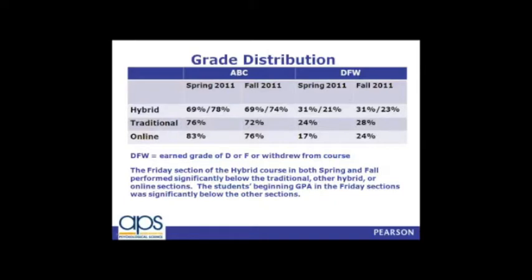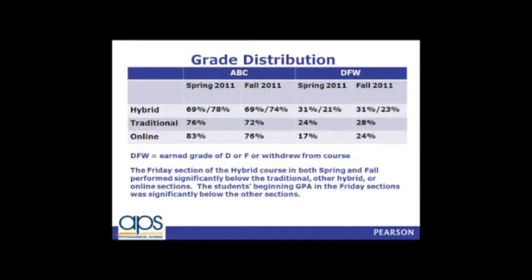When we looked at the students' initial GPAs at the beginning of the term, they were lower. And we'll see some other differences as we go through more data, so I wanted to include them. The first number on hybrid: 69% across all 3 sections earned an A, B, or C. In just the Monday and Wednesday section, 78% earned an A, B, or C. Then we have the traditional, which was the twice-a-week face-to-face, 76%, and the online was 83%.